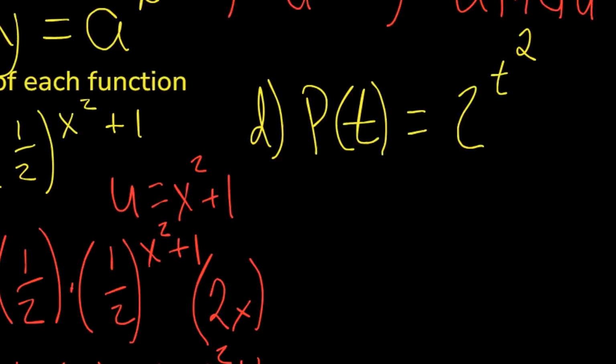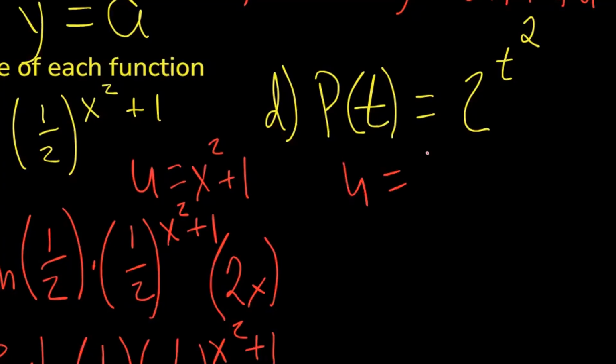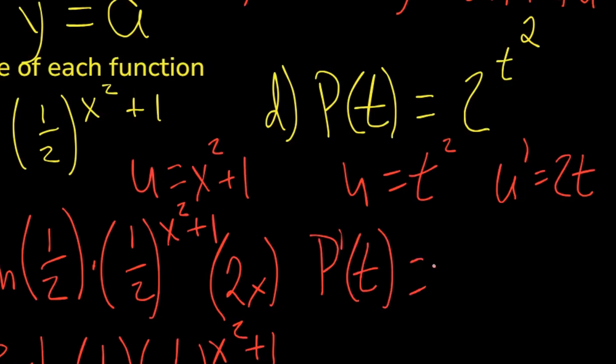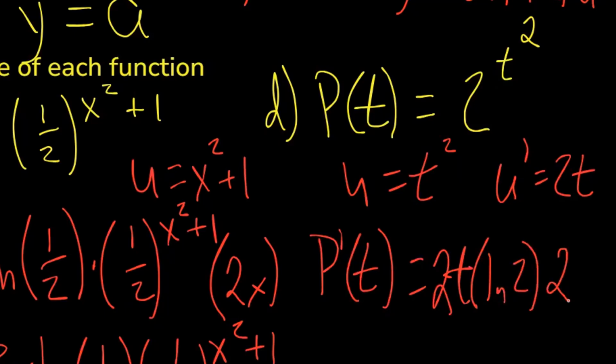So this last one here, u is going to be t squared. So u prime is 2t. So p prime is u prime, 2t, times natural log of the base, natural log 2, times a to the u, which in this case is 2 to the t squared.